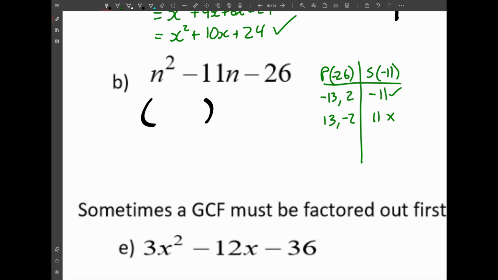So I do bracket, bracket. Don't forget to use the right variable this time, Sam. n and n, negative 13, positive 2. And of course, use expansion to check your work.